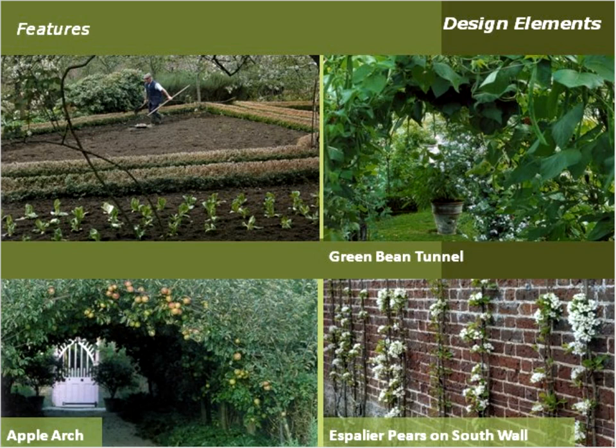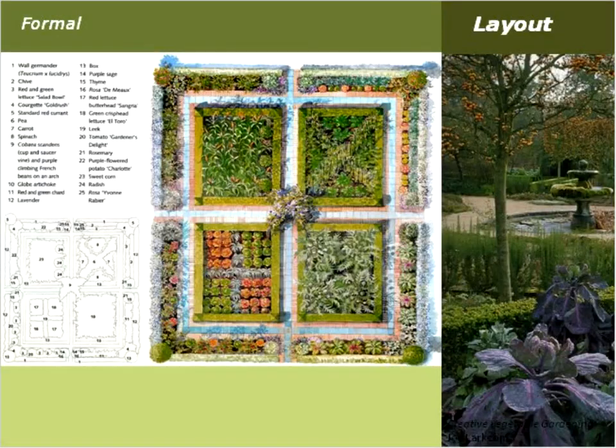Espalier pears on the south wall, a very successful way of incorporating edibles. And then just showing this hedge here, and yes, we have a full-time gardener working on this thing, but the tidy green hedge creates structure and form for the garden, and then you plant your crops on the inside, where you can use annuals or perennials to create those spaces.